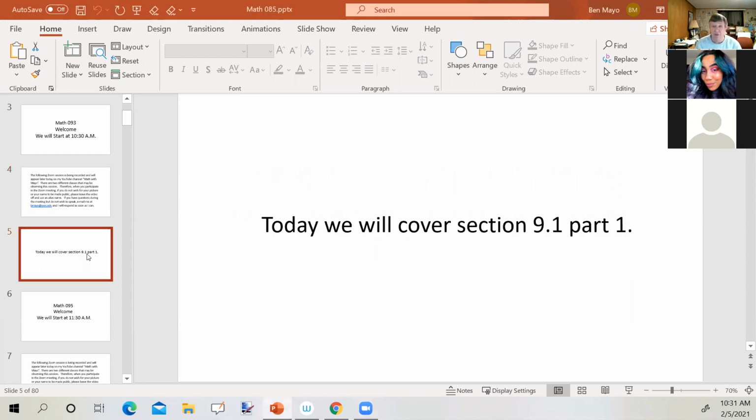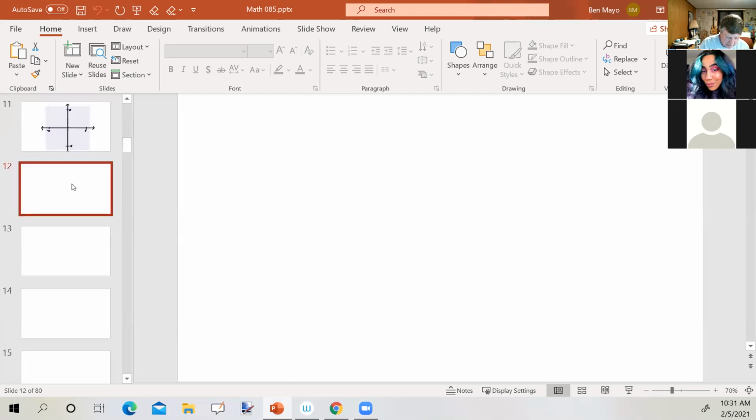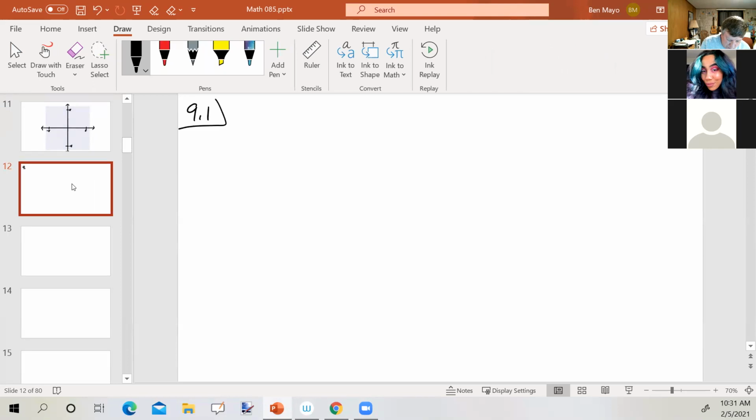Alrighty, so today we're going to start chapter 9, which is about roots and radicals. And so let's get going. Okay, so this is section 9.1, part 1. We'll be spending 2 days on this.